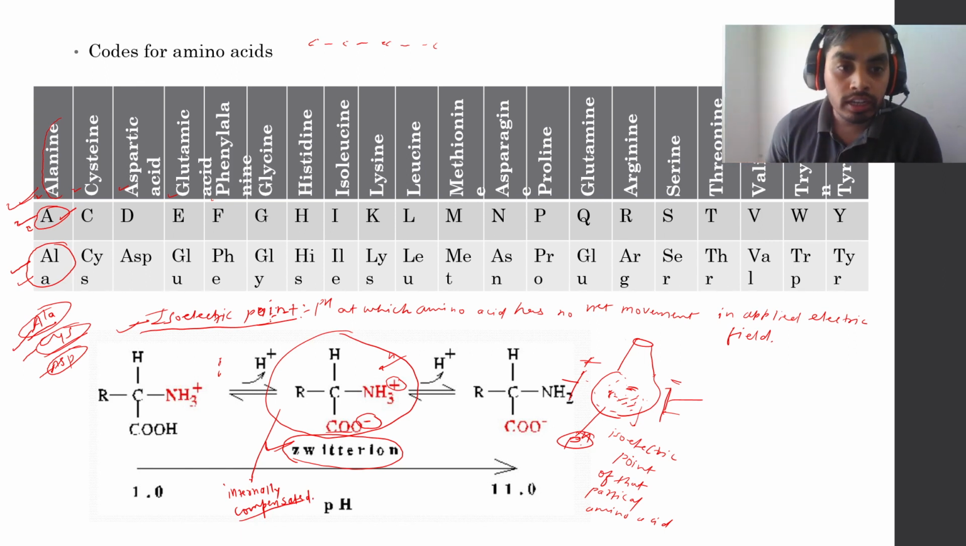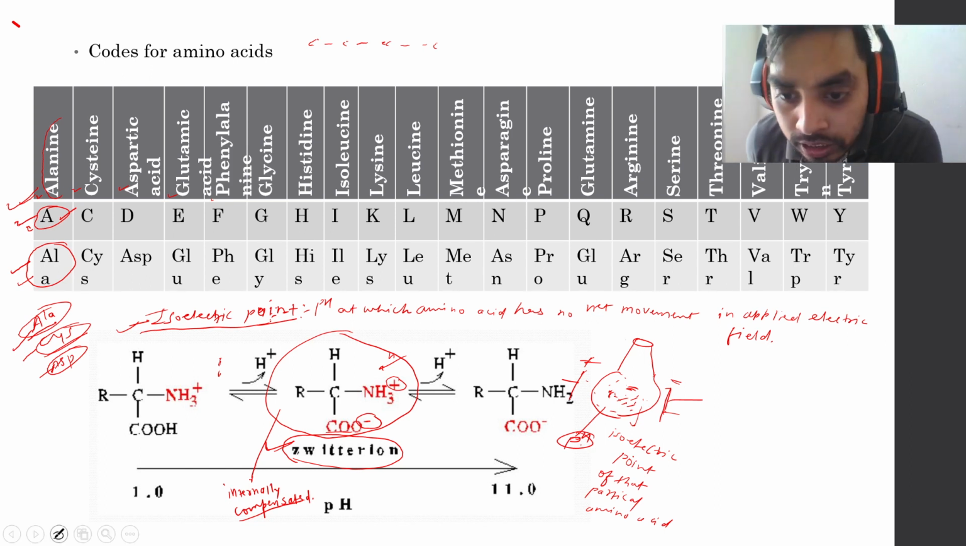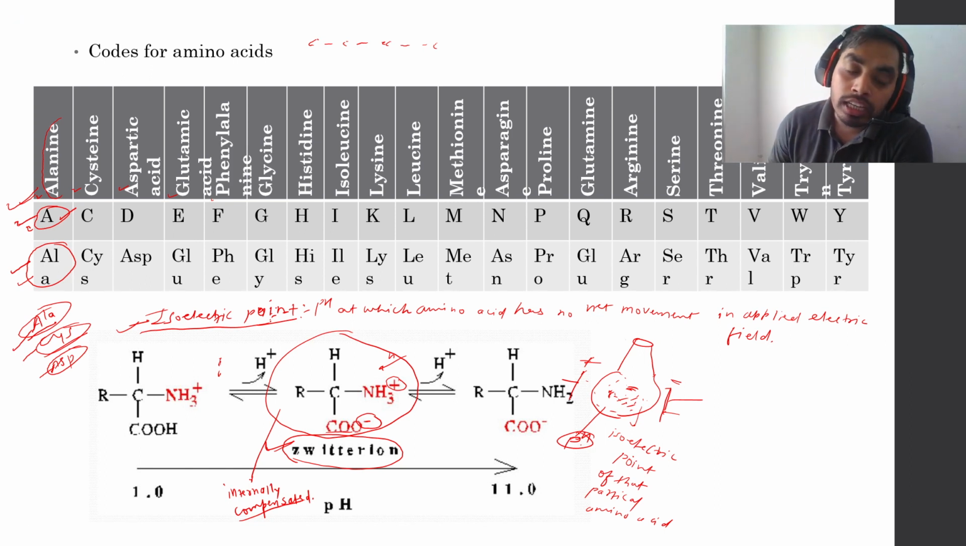This is called the isoelectric point. Different amino acids have different isoelectric points, and this is their characteristic, and we use this characteristic to segregate amino acids. If we have a mixture of different amino acids, we can segregate them on the basis of their isoelectric point. The next question is, what if the pH in which the amino acids are present is not the isoelectric point? What will happen? If the pH is not the isoelectric point, then there will be a net movement.